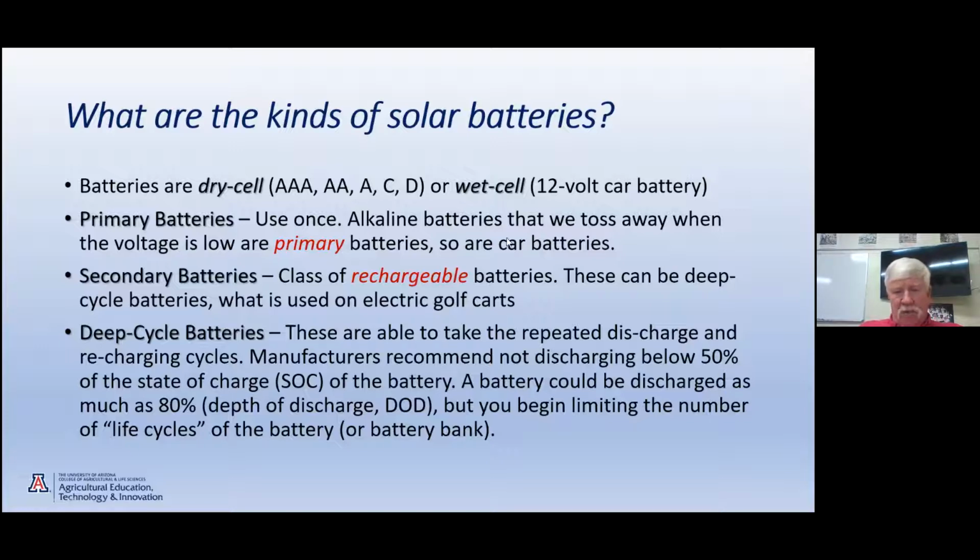And our car batteries are also considered primary batteries, because once they give up their charge or all of their cycling, we have to replace them. And usually it's over just a period of years. So those are considered primary batteries.